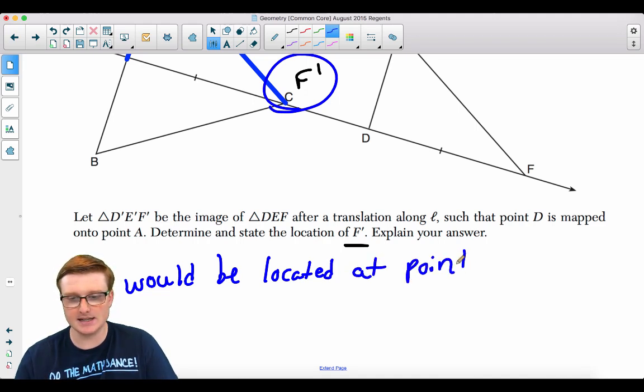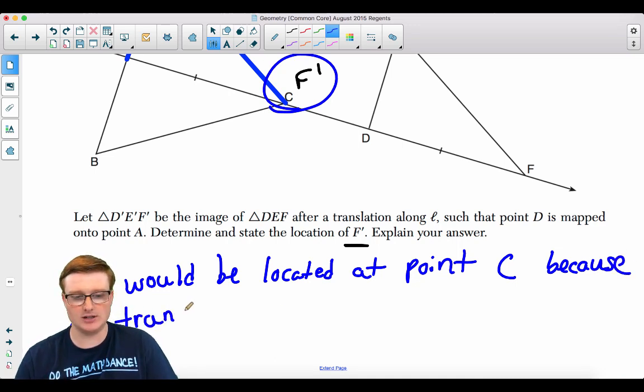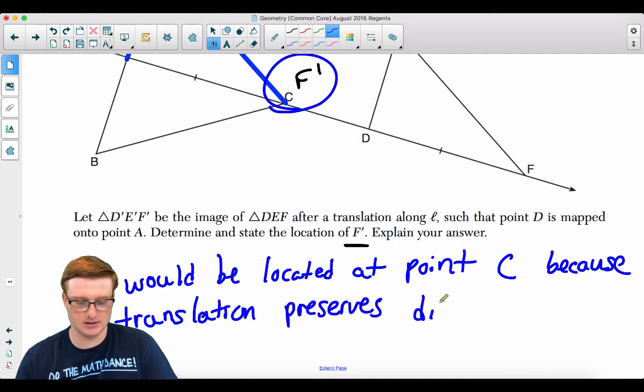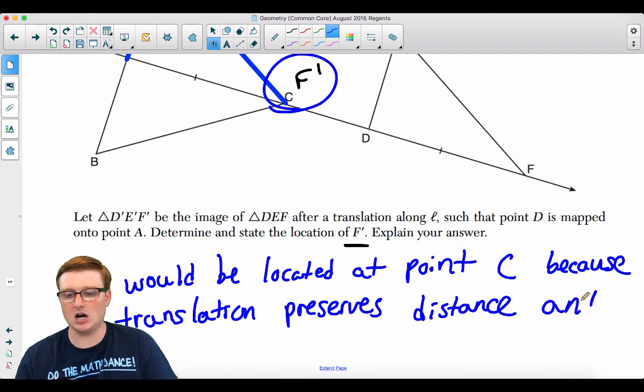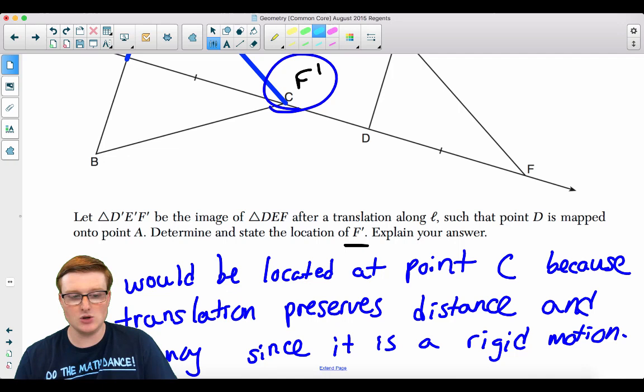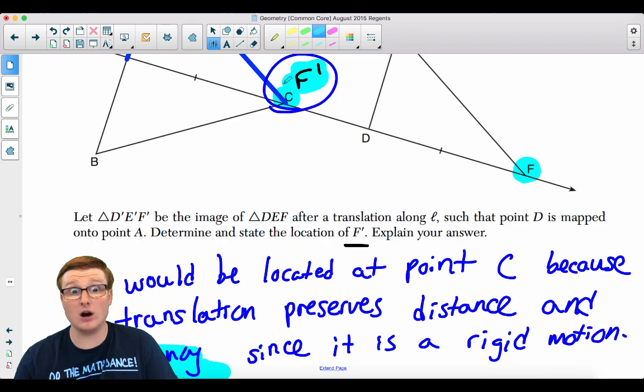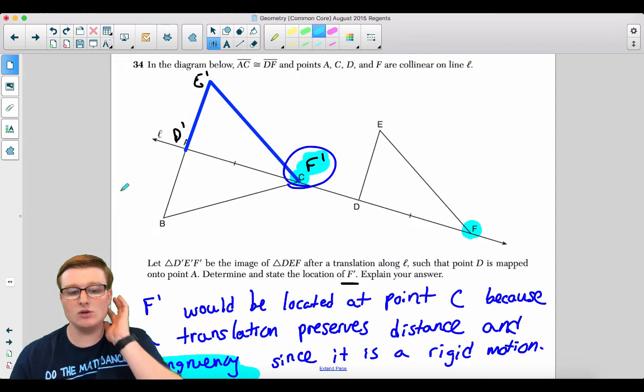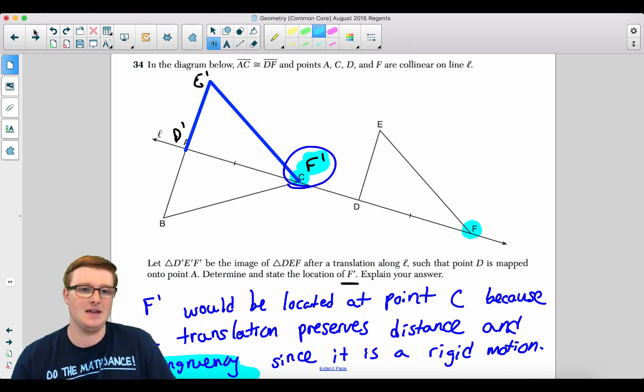at point C because a translation preserves distance and congruency since it is a rigid motion. And the key word in this whole sentence is congruency. Congruency means that you can map the same points onto each other. F maps onto C, which is F prime. So congruency is key to the answer explanation. So that will give you full credit. Then there's a follow-up question.